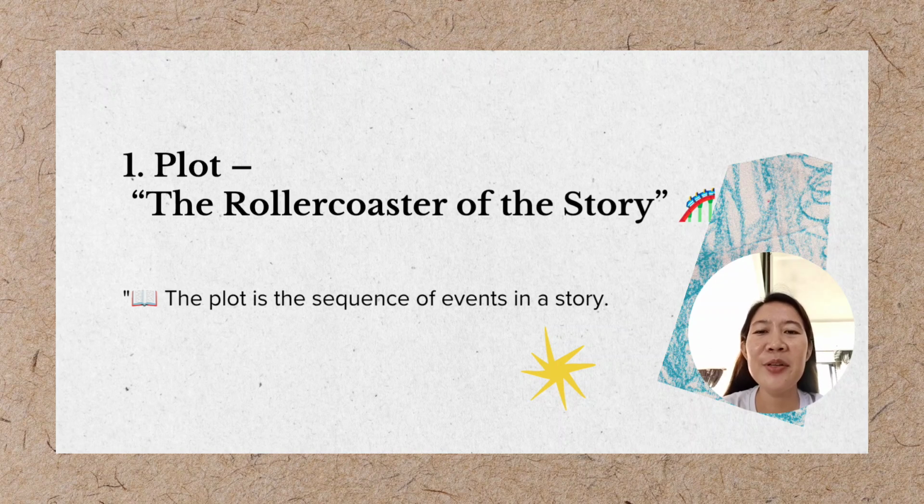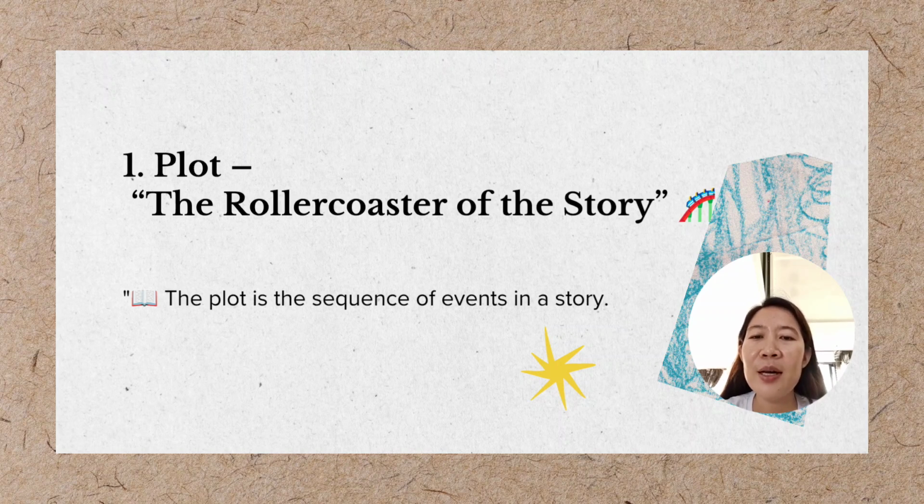Okay, for number one, the first element that we're going to talk about is the plot. What is the plot? The plot is the roller coaster of the story. What does it mean? Have you ever been on a roller coaster? Anybody? Yes, some of you have experienced riding a roller coaster. That's the plot. It has ups, downs, twists, and sometimes it makes you scream. The plot is the sequence of events in a story.